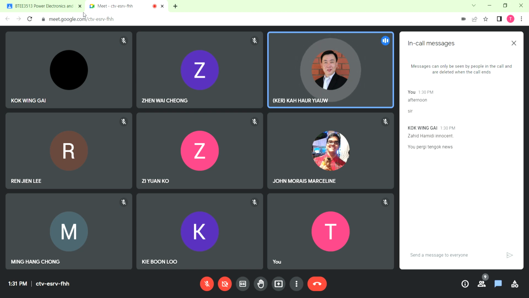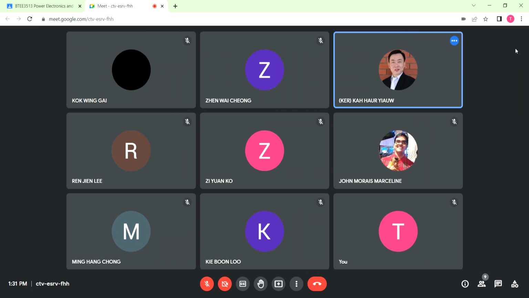The last part of this drive, the AC drive. We have already discussed the DC drive on Monday. So today we are looking into the AC drive.